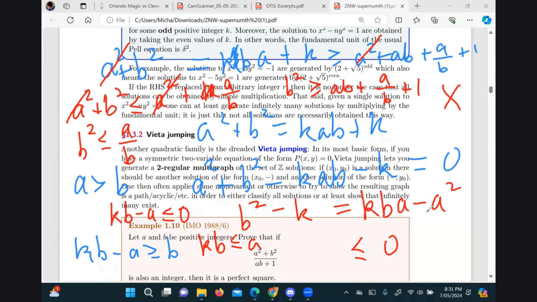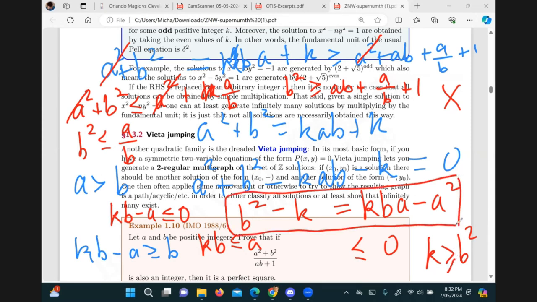So K would have to be bigger than B squared, right? Wait, so if KB is less than A, right? If KB is less than A, then K is bigger than B squared, right? Wait, why is K bigger than B squared? It's greater or equal. Like, if this is true, because this is negative, then this would happen. But it seems we also had something else before. Wait, hold on. If we sub it in before.